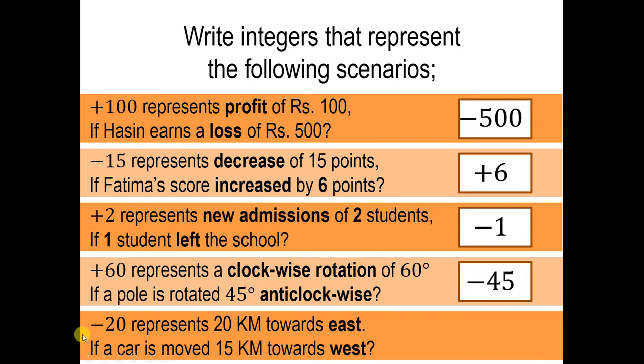And in the last, we have negative 20 represents 20 kilometers towards east. If a car is moved 15 kilometers towards west, how will you represent it using integers? Since the negative number represents travel towards east, to represent travel towards west, we have to use a positive number. And since this is 15 kilometers, it should be plus 15. So you can see that if we have these sorts of situations, we can use positive and negative numbers to differentiate their opposites.